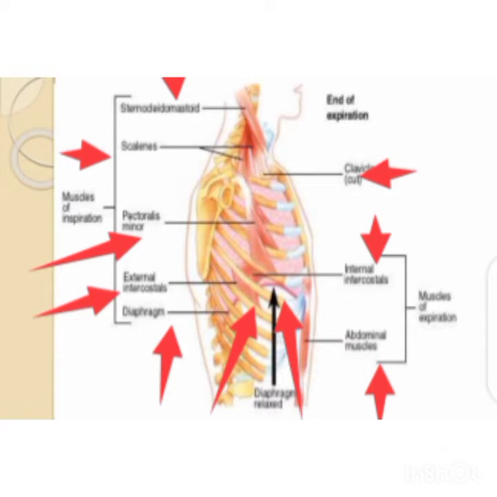The clavicular cord, internal intercostal, and abdominal muscles are muscles of expiration, while the sternocleidomastoid muscles, scalenes, pectoralis minor, external intercostals, and the diaphragm here are the muscles of inspiration.